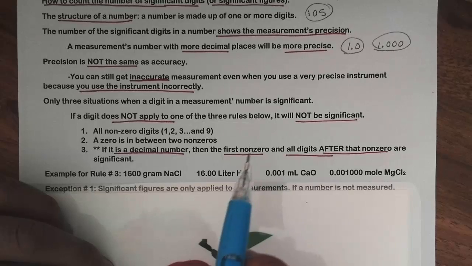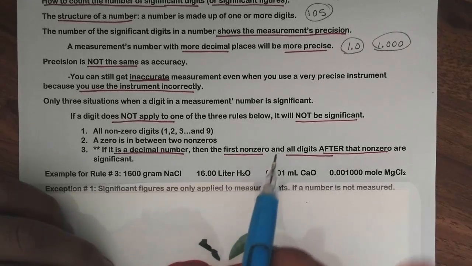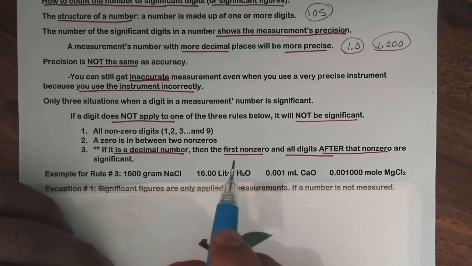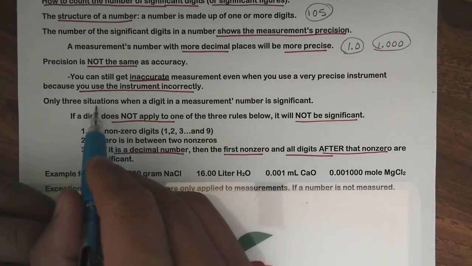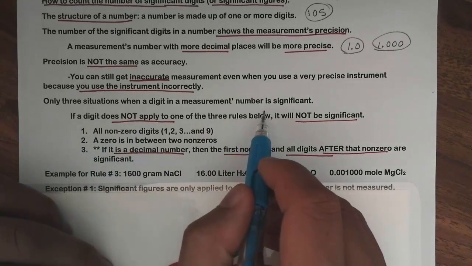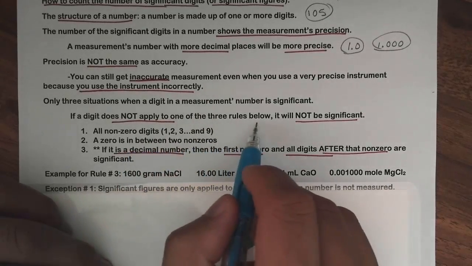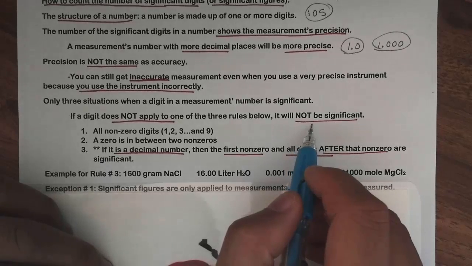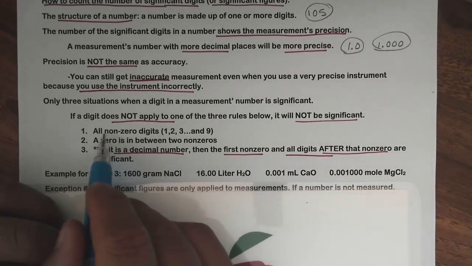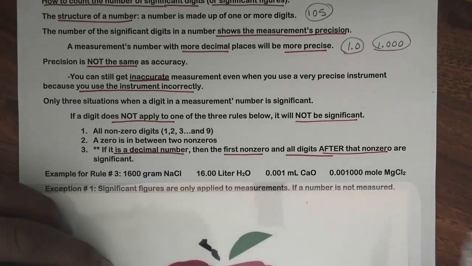That is, if we look at a number, how do we know if the number has a certain number of significant figures? First of all, there are only 3 situations when a digit in a measurement number is significant. And if that digit does not apply to one of the 3 rules below, it will not be significant. The first one is all non-zeros, basically 1, 2, 3, and so on, all the way to 9. All those digits are significant no matter what.